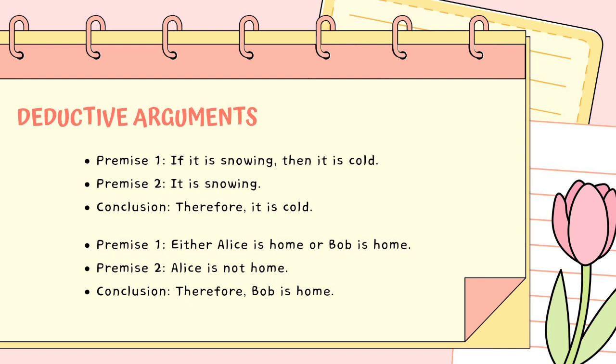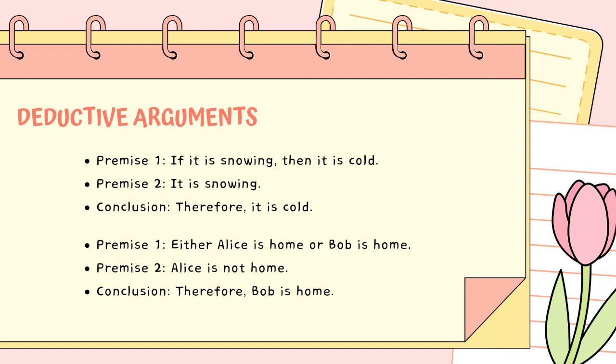Premise 1, if it's snowing, then it is cold. Premise 2, it is snowing. Conclusion, therefore, it is cold. So pansinin nyo sa premise 1, it implies generalization. While ang premise 2 naman, it is specific. So the meaning of deductive argument is generalization to specific. So that's why these examples are deductive arguments.